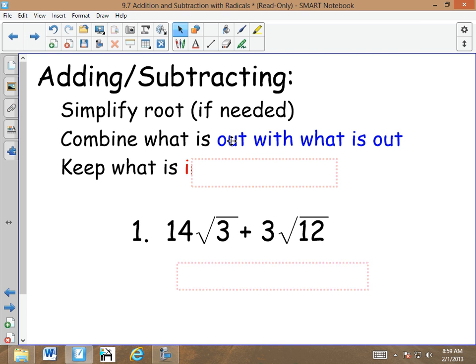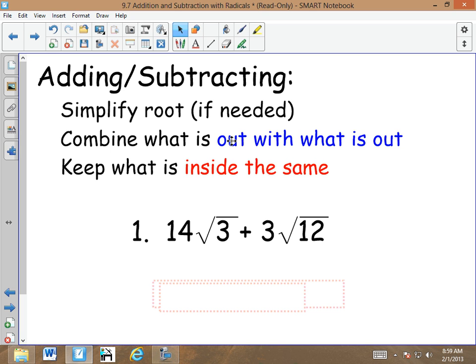Okay, today we're going to talk about adding and subtracting. You combine what is out with what is out. Keep what is inside the same.